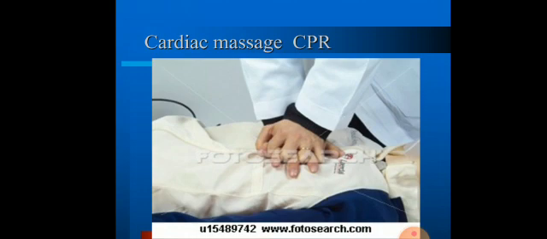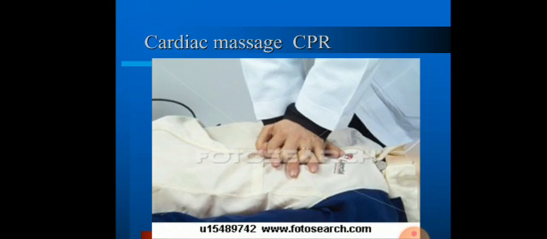Next is B, which is breathing. So breathing by artificial method is required if the patient is not breathing. Now mouth-to-mouth respiration should be immediately started, and please don't forget to feel the carotid pulse. If present, then continue the artificial respiration.